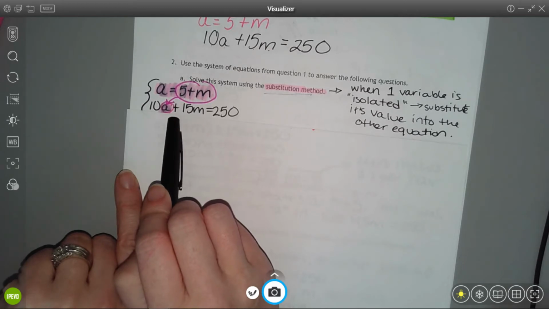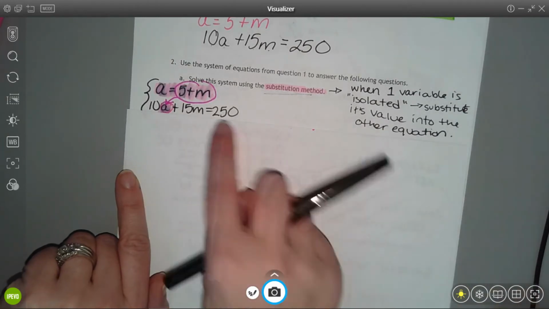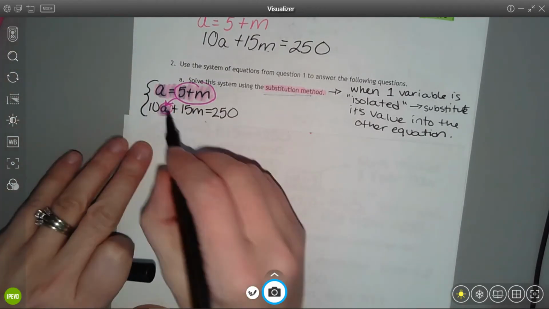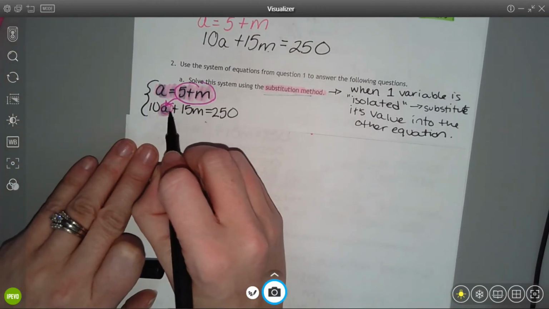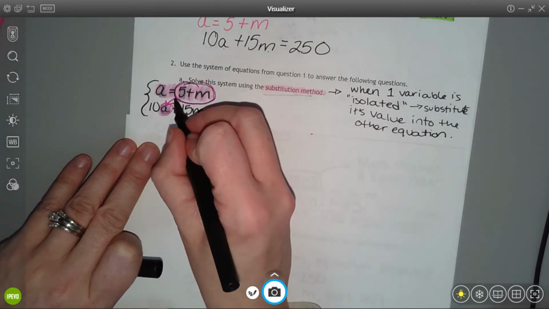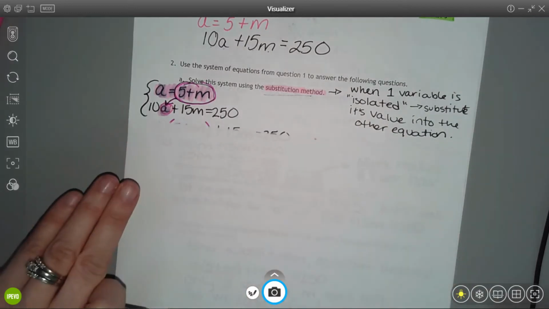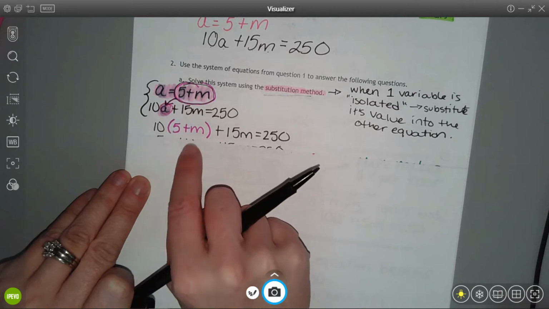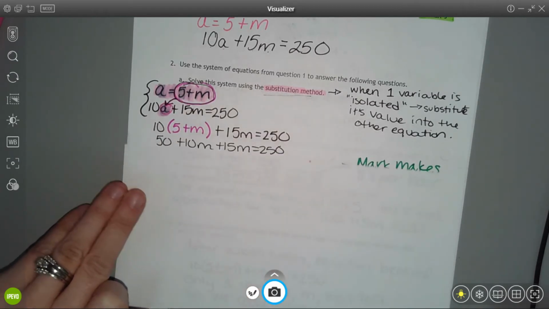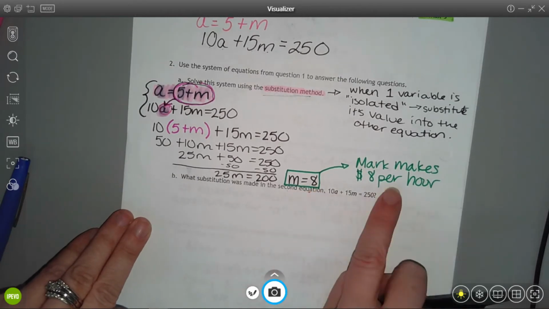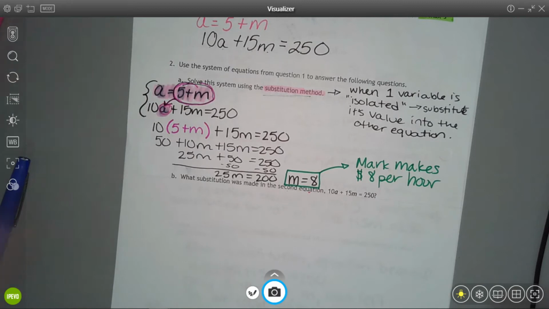It's like football. If your quarterback gets injured, you're going to substitute in another quarterback. This A is injured. He's going on the injured list. We are going to take another A that's equal to it, that does the same thing, and substitute it in. So instead of putting an A, we're going to say what A equaled, 5 plus M. So I'm going to go through, we're going to solve that, and when we do, we get that M equals 8. What does that mean? Max makes $8 per hour.